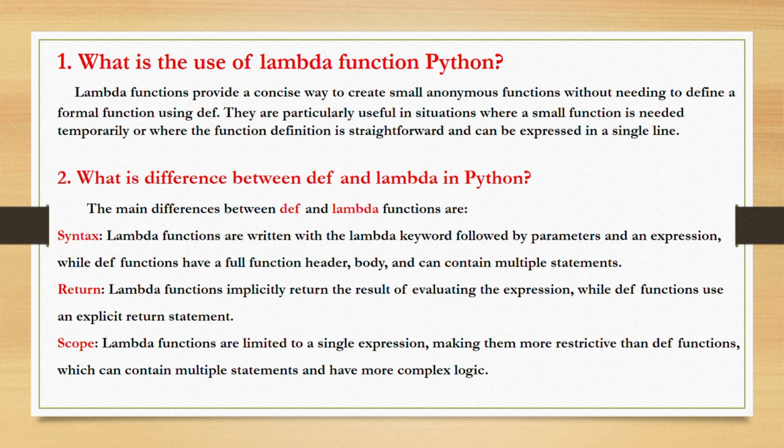And then coming to the scope. With the lambda function, they are limited to a single expression. I explained this before, right, when we were working. But this makes them more restricted than the def function, which can contain multiple statements and have more complex logic, which is something that is very beautiful because that is what we want to use it for.